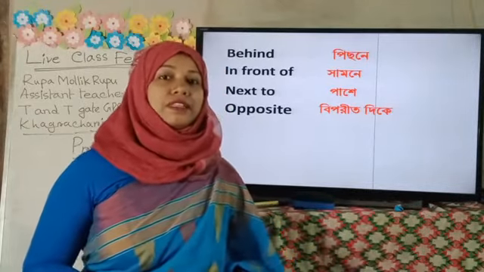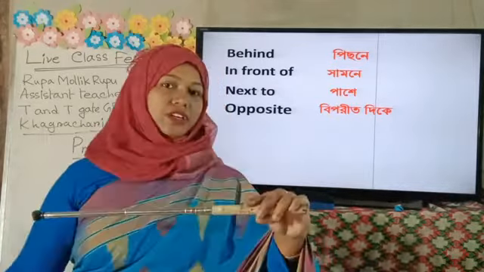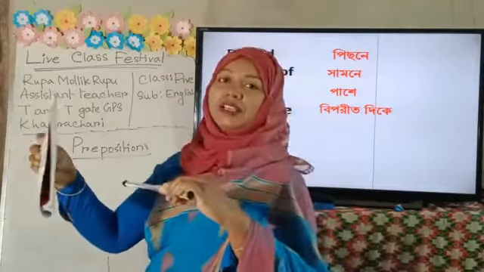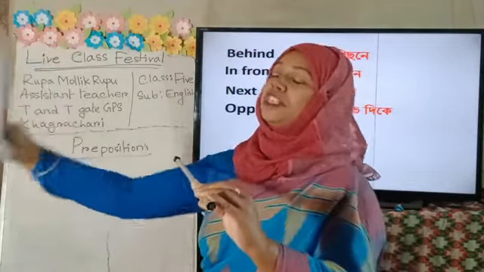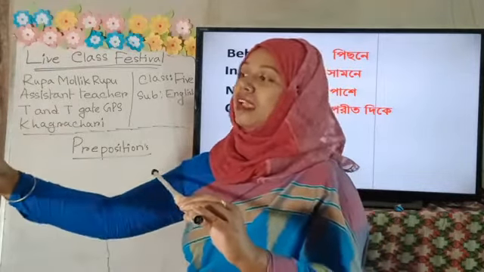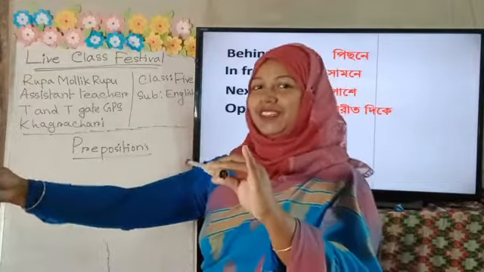Opposite, biporit dike. Suppose this is a road, here is the book, here is I. So then, the book is opposite me. And I am the opposite of the book, right? Here is a road, okay?